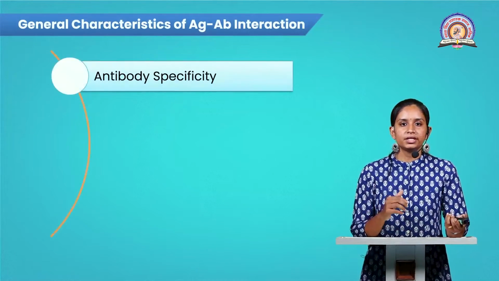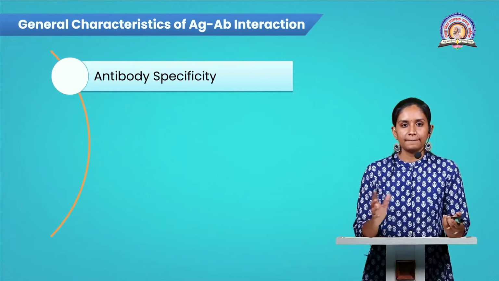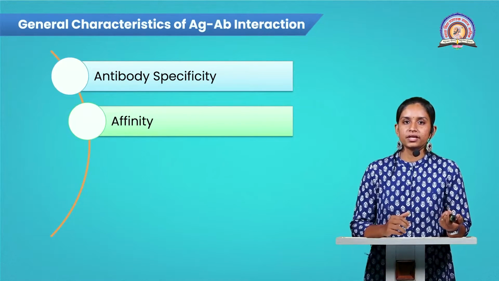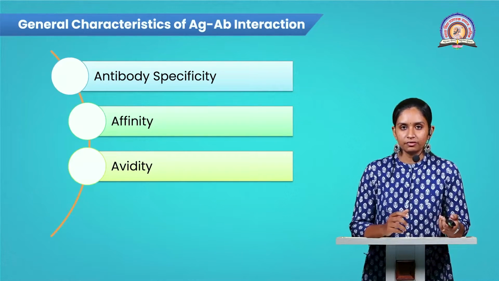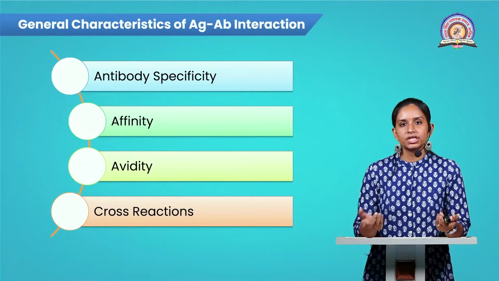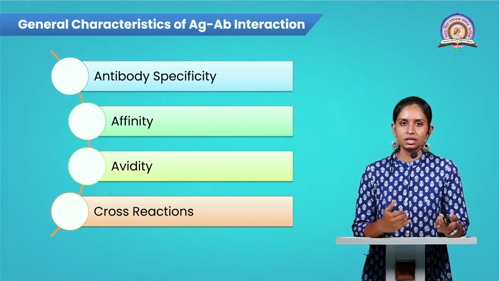So when this antigen and antibody interact, what are the general characteristics of the binding? So the first one is the antibody specificity, then the second is the affinity of antibody for the antigen, the third is the avidity, and the fourth one is the cross reaction. So one by one now we will discuss what this means.